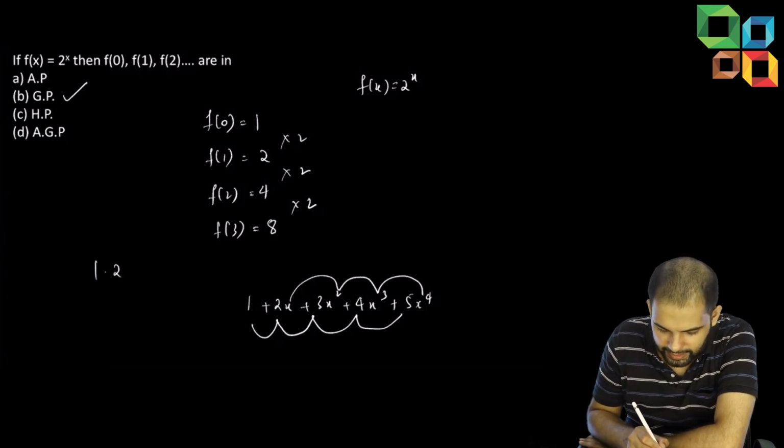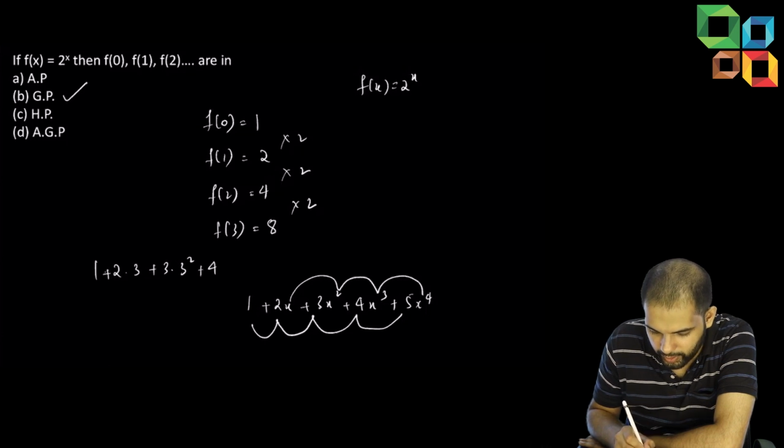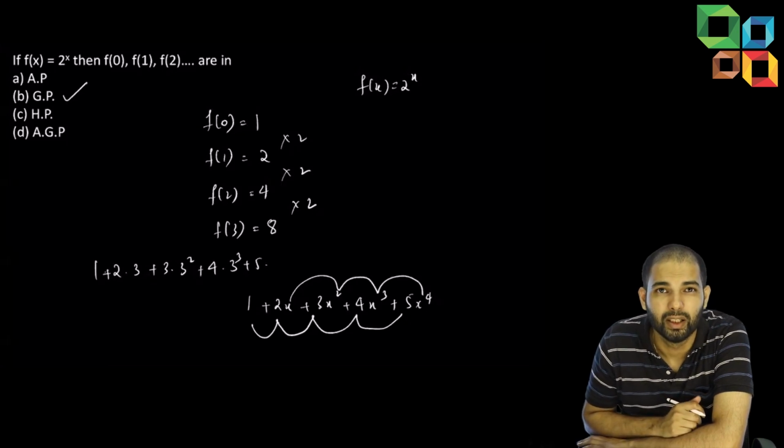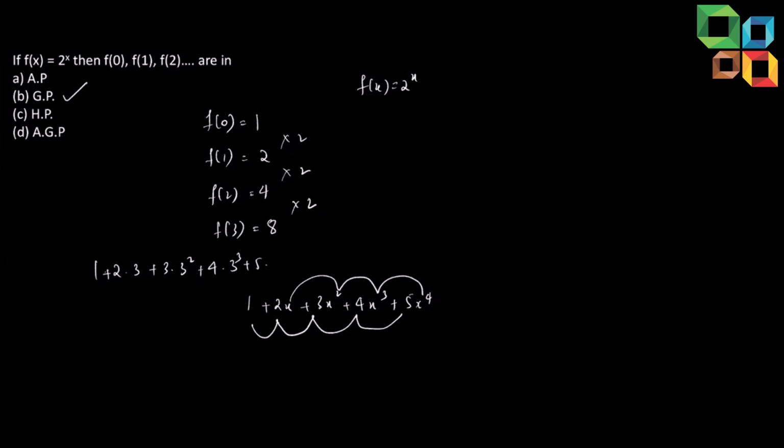So you can simply write, say, 1 plus 2 into 3 plus 3 into 3 square plus 4 into 3 cube plus 5. This is again AGP, arithmetico-geometric. There is a formula for it. It's quite lengthy, not like AP and GP. They don't usually ask the arithmetico-geometric series, but they ask it for up to infinity, because that is a smaller formula. But I don't think it's required for the standard, right? I think it's for only 11th. So you need not worry about it. Some of the problems are taken probably from the 11th syllabus.